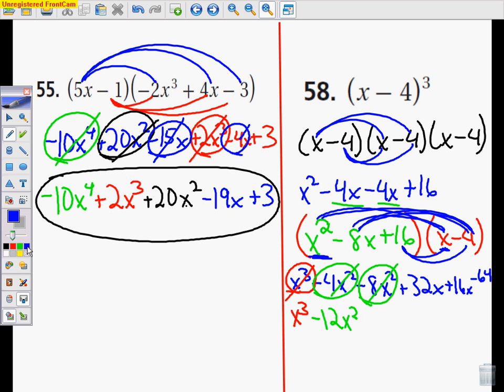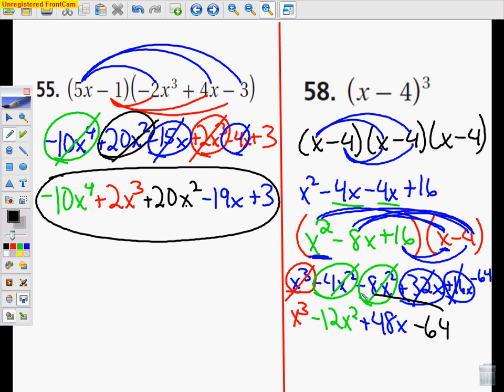Next, we have our positive 32x and positive 16x. That adds up to positive 48x. Those are gone. And then we'll just go ahead and drop down that minus 64. All right. And there is our simplified answer.